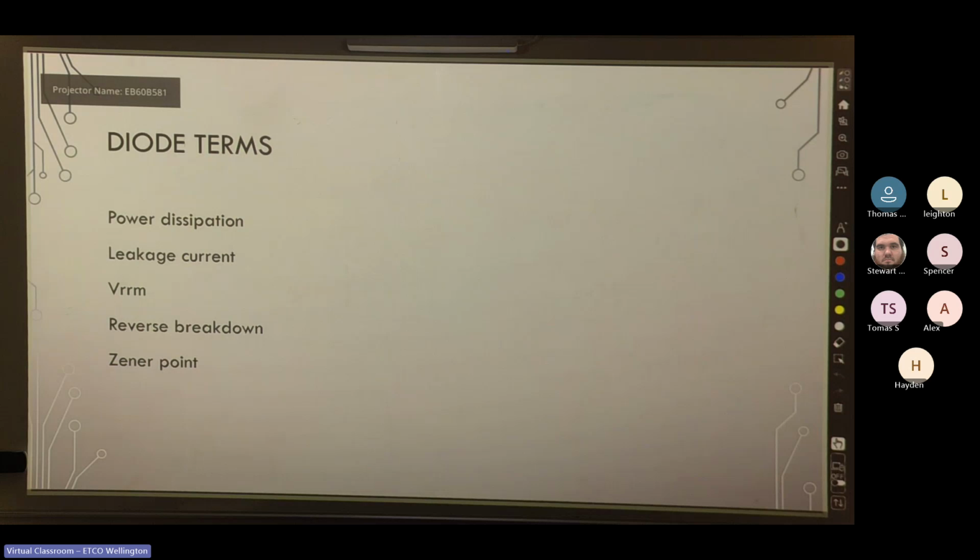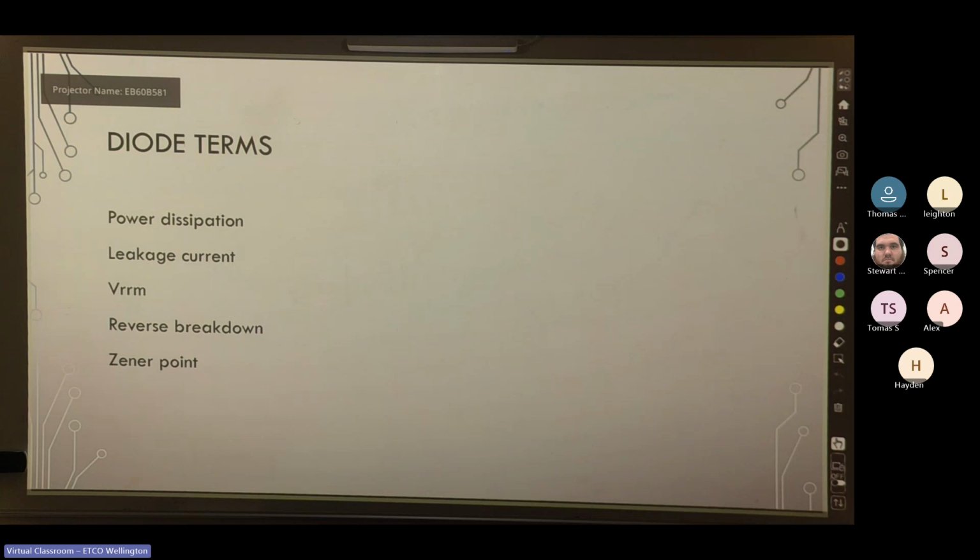So power dissipation. As the diode has a volt drop and allows current to flow, there will be power dissipated. If this power causes the temperature to rise higher than the junction temperature, the diode will be destroyed. So similar to a resistor, how much power it can safely dissipate.